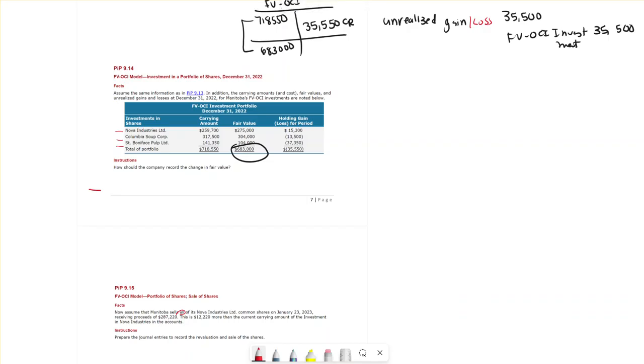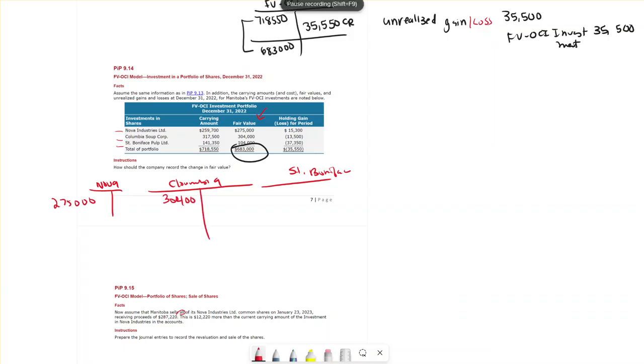So what we needed, if you look at it, you can also do this. This is Nova, we have a Columbia, you have a Saint Boniface. The value is whatever is the value we recorded it, so that is sitting as 275 here, 304 here, and we have 104 here. When you think of it, now we also have an unrealized gain and loss.